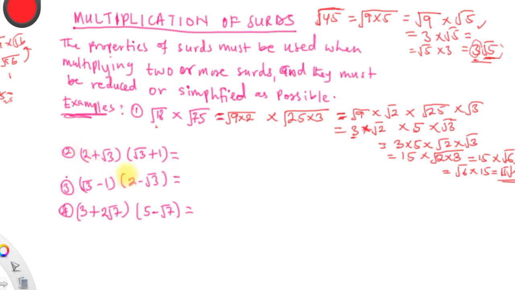This one is 2 times (2 plus square root of 3) into bracket (square root of 3 plus 1). If you are going to expand this, you multiply. The 2 will multiply the whole thing, so this is the same as 2 into bracket (square root of 3 plus 1). And then this square root of 3 also multiplies, so plus the square root of 3 into bracket (square root of 3 plus 1).